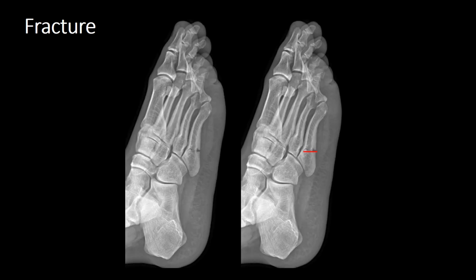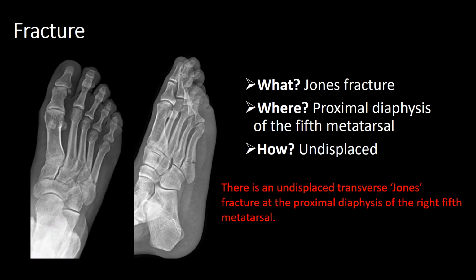And here we have the DP oblique view of the Jones fracture, and we can quite clearly see the break in the cortex and the horizontal fracture line extending across the metatarsal. So what is it? It's a Jones fracture. Where? It's the proximal diaphysis of the fifth metatarsal. How? Undisplaced.